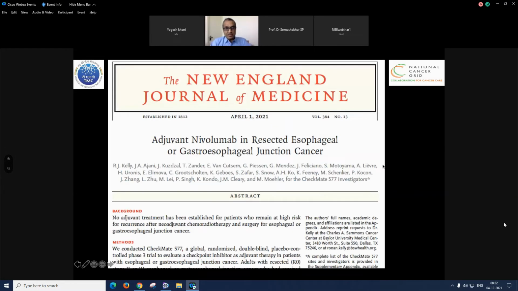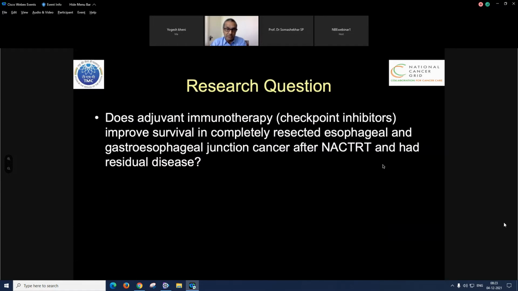We'll move on to the last part of my talk, which is on the second landmark paper that Dr. Somshekhar asked me to evaluate, which was the adjuvant nivolumab in resected esophageal or gastroesophageal junction cancers, published very recently in the New England Journal. The research question they were answering was, in patients who had completely resected esophageal and gastroesophageal junction cancers after neoadjuvant chemoradiation, but had residual disease in the pathology, that is ypT or N had to be positive, does adjuvant immunotherapy by way of checkpoint inhibitors improve survival?